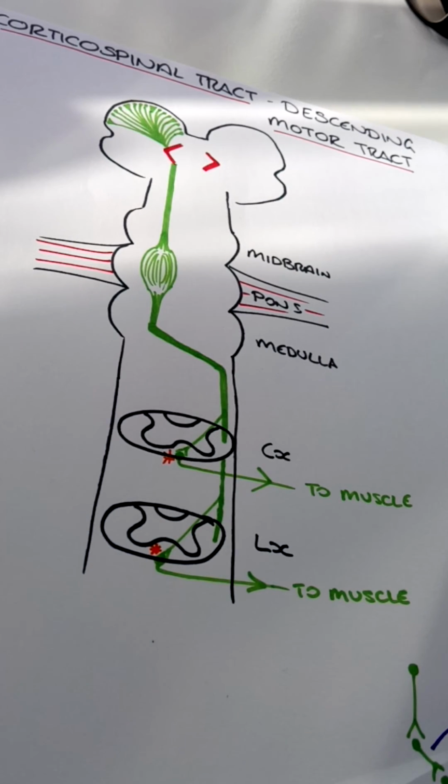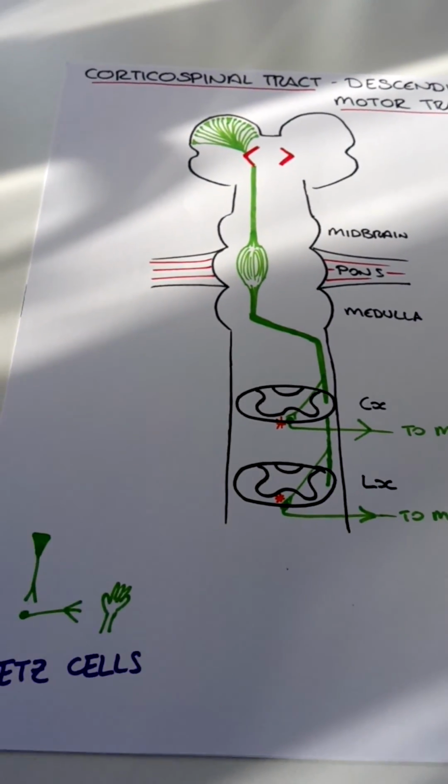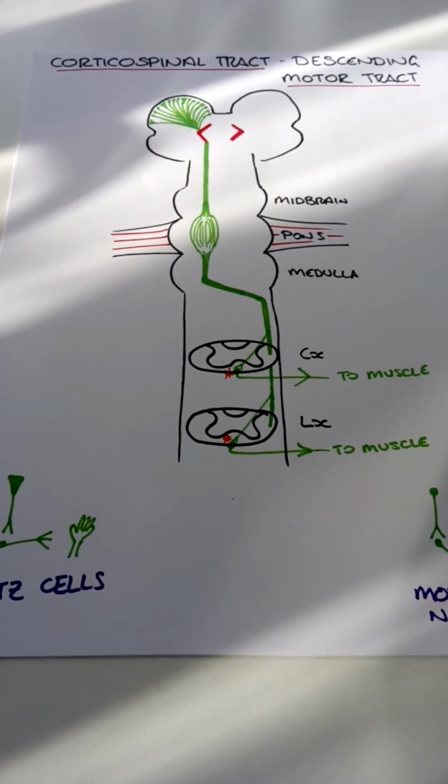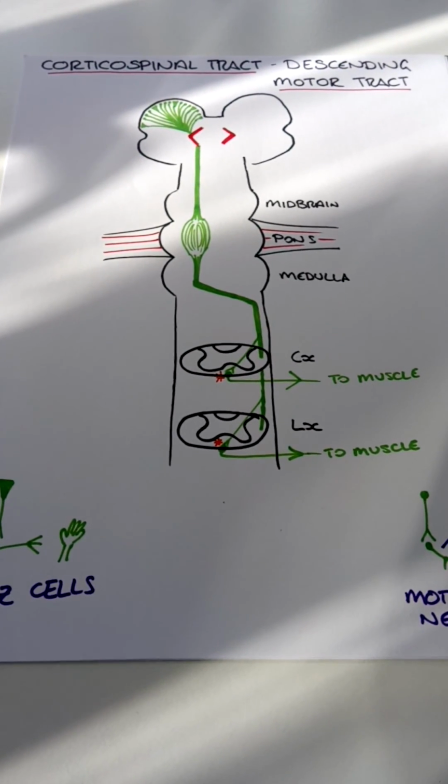I think that just about covers that. Yeah, there we go. And that is your corticospinal tract, descending motor tracts.